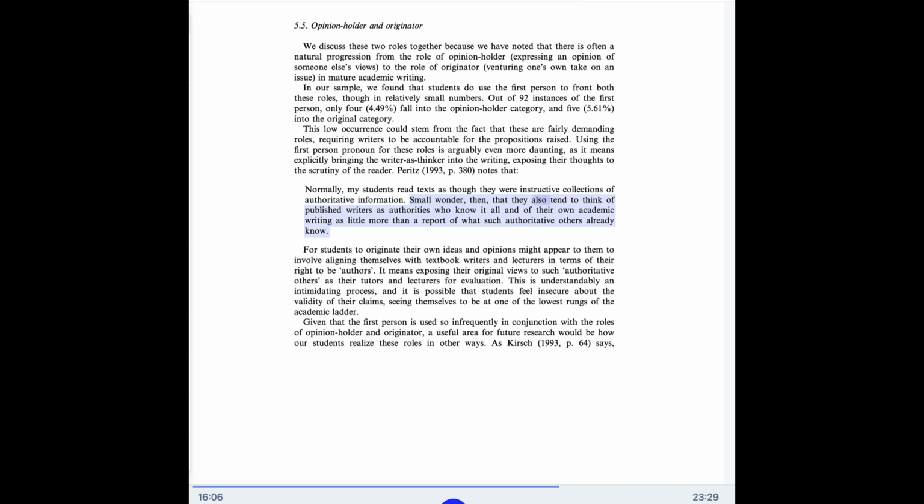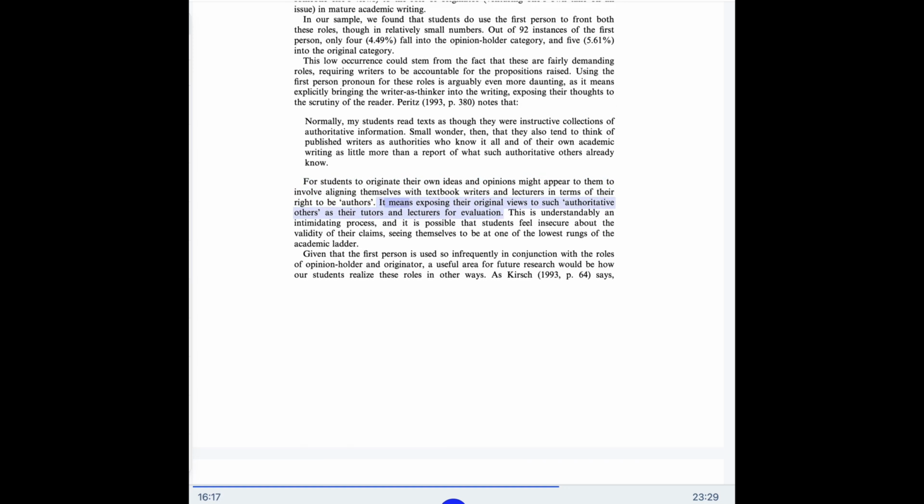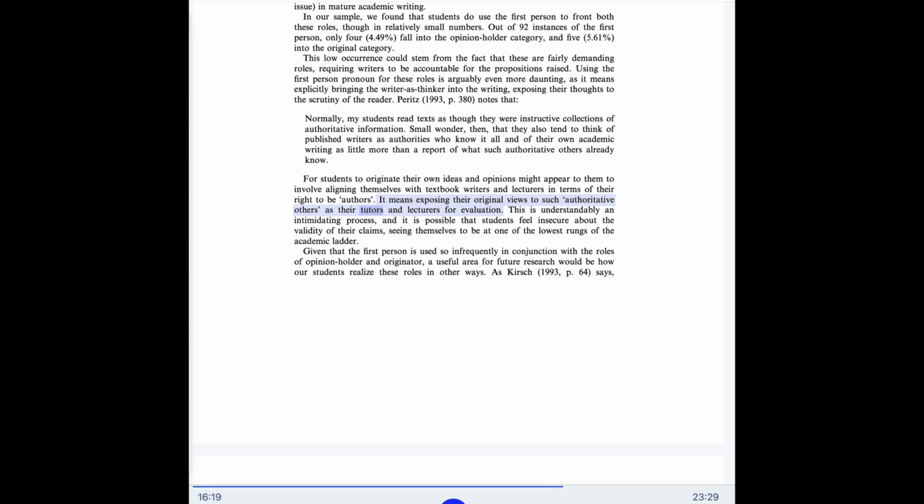Small wonder, then, that they also tend to think of published writers as authorities who know it all, and of their own academic writing as little more than a report of what such authoritative others already know. For students to originate their own ideas and opinions might appear to them to involve aligning themselves with textbook writers and lecturers in terms of their right to be authors. It means exposing their original views to such authoritative others as their tutors and lecturers for evaluation.